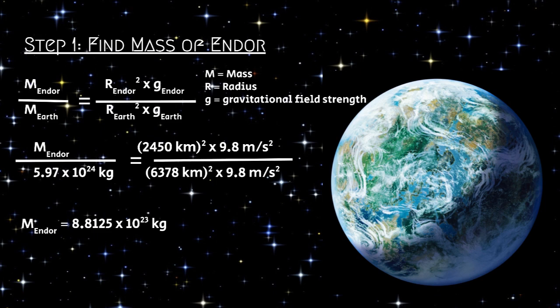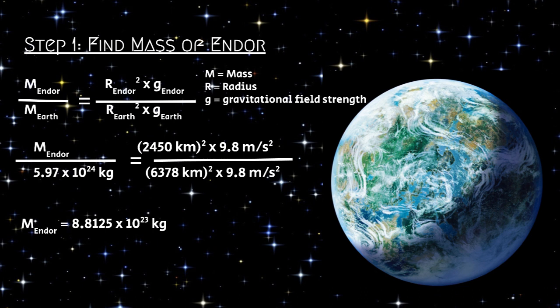Now we have to find the mass of Endor. We can do this by comparing Endor's properties with Earth's using this nifty equation. The mass of object 1 divided by mass of object 2 is equal to radius of object 1 squared times gravitational field strength of object 1, divided by radius of object 2 squared times gravitational field strength of object 2. We can plug in all known values, including Earth mass and radius, and we find that the mass of Endor is about 8.8125 times 10 to the 23rd kilograms.